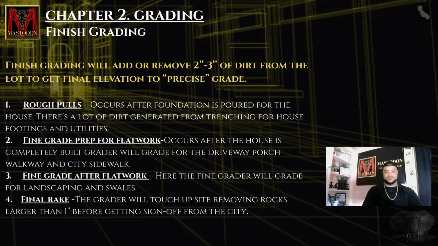All right, chapter 2, grading. So now we're in finish grading. Finish grading will add or remove 2 to 3 inches of dirt from a lot to get a final elevation for precise grading. We want everything level in our neighborhood. We don't want one house shorter than the other. So we have to have a precise grade. This is when we do our finish grading.